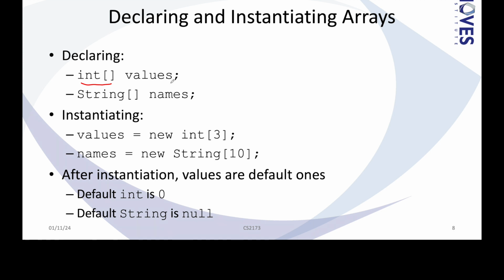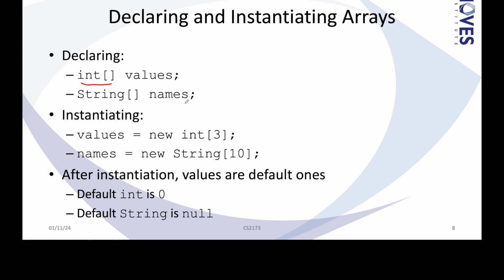The only logical thing is that they go here. Why? Because what is the type of this variable? The type of this variable is array of ints. So the brackets go here. In Java, that's the only way you can do it. In C, you can do it either way. So here's an array of ints, and here's an array of strings. These are both objects. So as objects, I need to instantiate them.